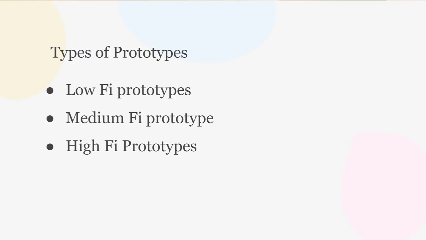Now we have three types of prototypes: low fidelity prototypes, medium fidelity prototypes, and high fidelity prototypes. In prototypes, fidelity means the detailing and the functionality of a prototype. If a prototype is low in detailing and low in functionality, it is called a low fidelity prototype. A prototype which is high on functionality and high on detailing is called a high fidelity prototype. Let's discuss each and every prototype step by step now.